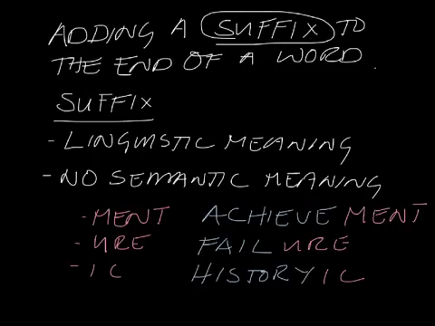Now, in this process, we need to change the spelling, but we have new words, not new meanings as such, but new linguistic meanings. The word achieve is a verb. Achievement is a noun. The verb fail becomes the noun failure. The noun history becomes the adjective historic. So that's what it does. It changes the word class, and it helps us create new ways of expressing the same content.